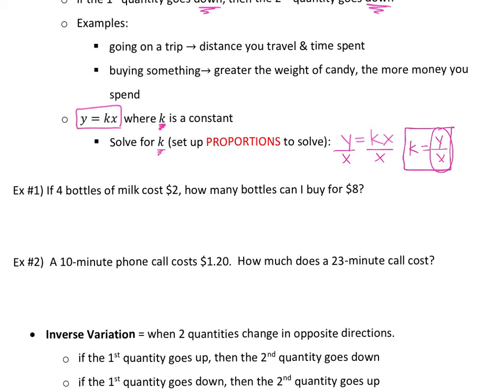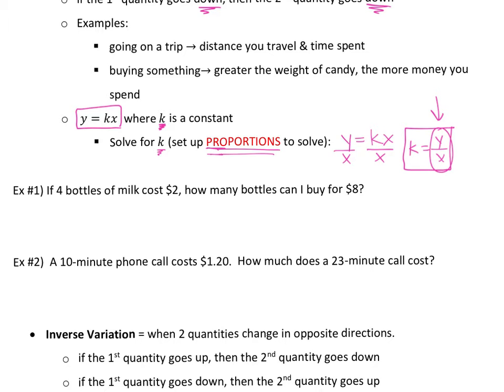So our constant with direct variation is always going to be the y value divided by the x value. Okay, and we say we set up proportions to solve with direct variation because two of these, y over x equals y over x, in order to always make it equal to k, that's going to create a proportion. Okay, so just remember direct variation, when you're solving, you're going to set up proportions. So that's what we're going to do right now.